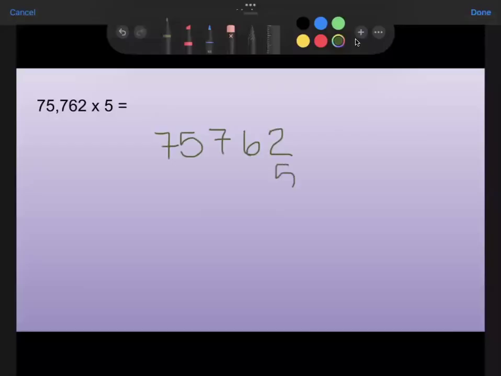And then I'm going to put the 5 here. And now we're ready to multiply. So first I'm going to multiply 2 times 5, which is 10. And what this gives me is a 2-digit answer. Now, when you get a 2-digit answer after multiplying, the number in the ones place goes down and the number in the tens place gets regrouped to the next place value. So I'm going to put the 0 down here, and I'm going to regroup the 1 on top of the next place value.